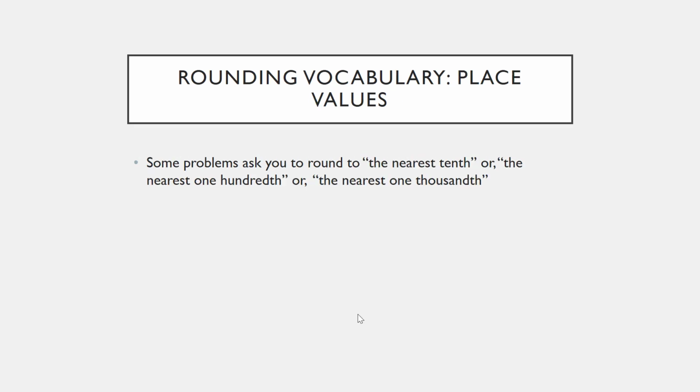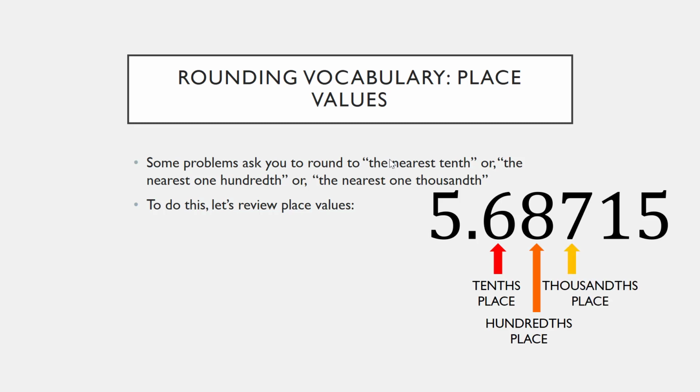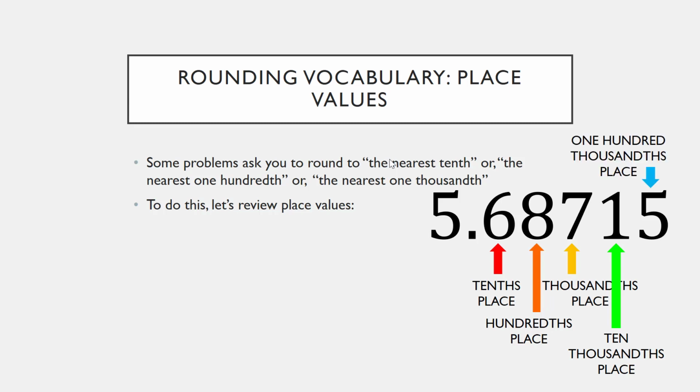Other problems will ask you to round to the nearest tenth or the nearest 100th or the nearest 1000th. To understand this better, let's review place values. Let's use this number as an example. Where is the 10th place? If you said 6, that is correct. Where is the 100th place? That's the 8. Then we have the thousandth place, followed by the 10,000th place, and lastly the 100,000th place.